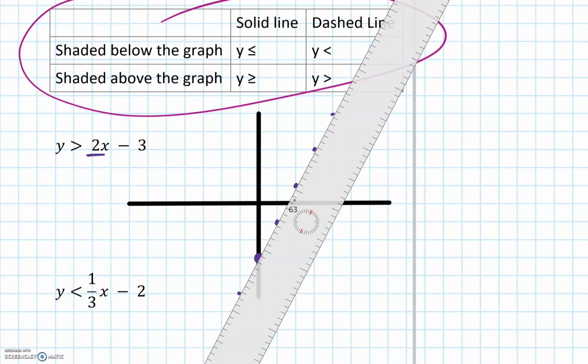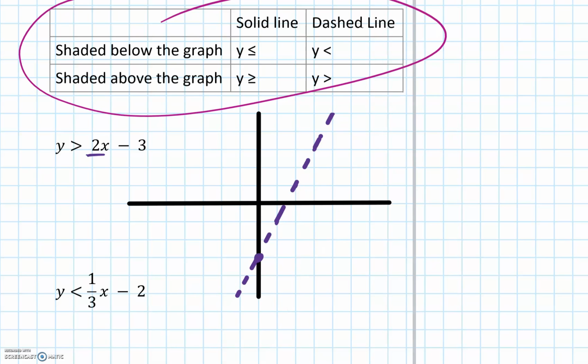Now the question is solid line or dashed line. It's going to be a dashed line because it is not an or equals to. It's just y is greater than this function. After all that, I said all the right stuff, but it didn't do the right stuff. So it should be dashed. Okay, so there is our dashed line.